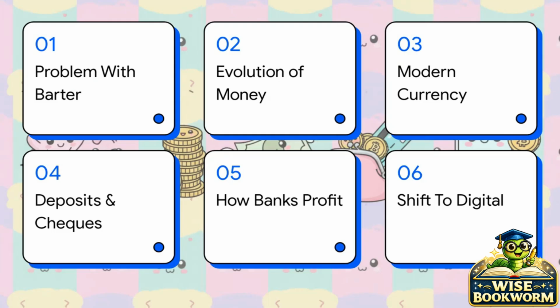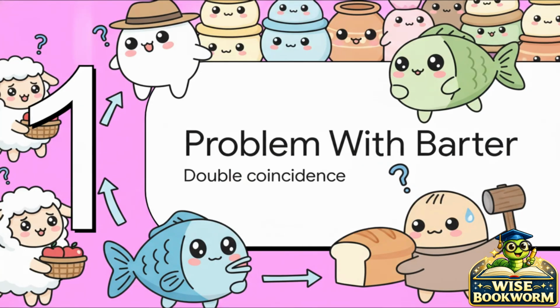All right, here's our roadmap for today. We're going to quickly cover the problem with barter, the evolution of money, how modern currency and the RBI work, demand deposits and checks, how banks actually make their money, and finally, this massive shift to digital that we're all living through. Okay, kicking things off with part 1, the problem with barter.